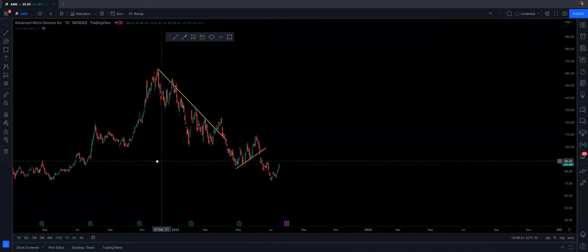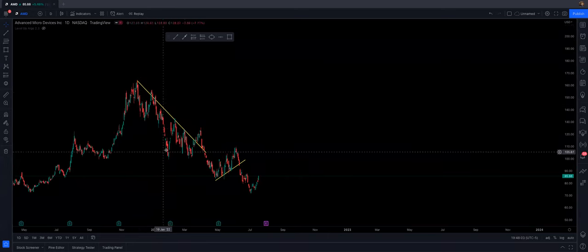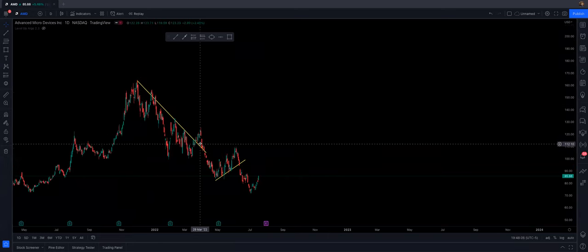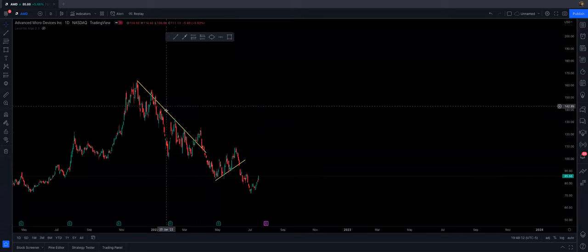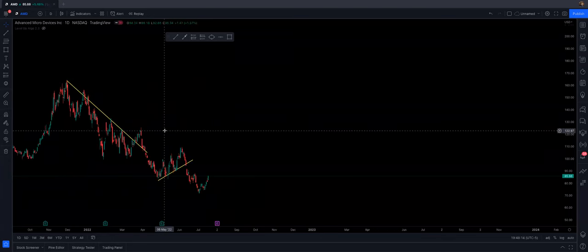Okay, so right here, we have our trend line break, right? Once it broke, it sent, right? People might think, Jay, that's not a lot, right? When it broke, it went from 113 to 125. That's a pretty big move on AMD.